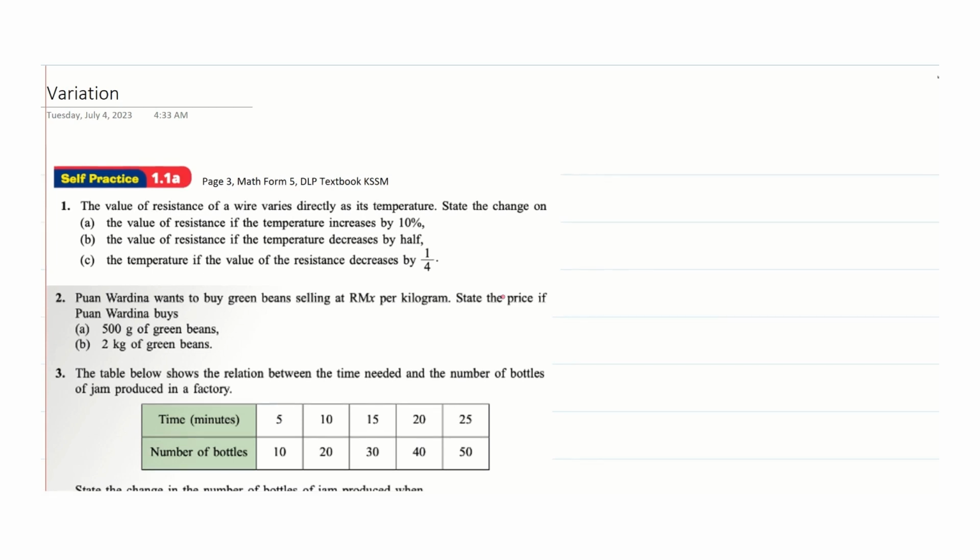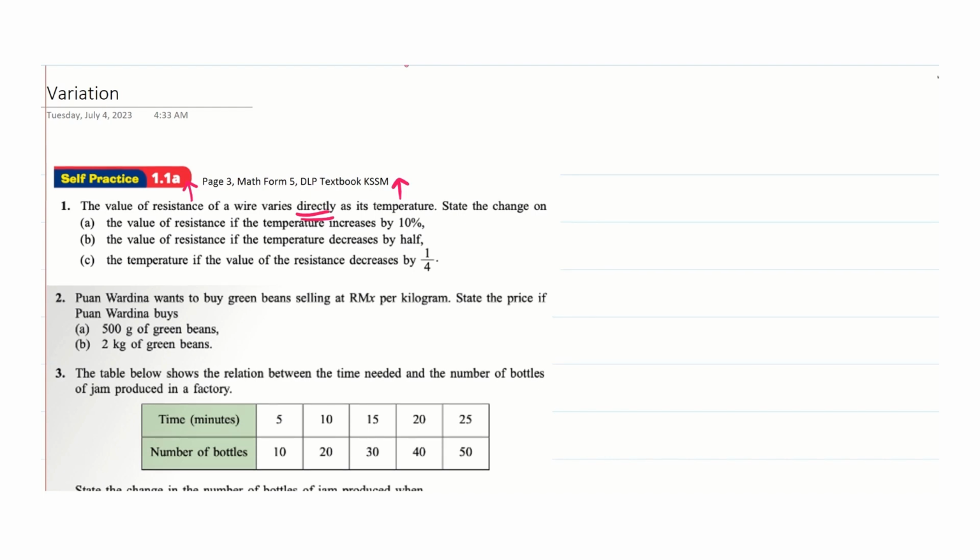Okay, let's take a look at this self-practice 1.1e. This one you can find on page 3 of the Form 5 math textbook. This is the topic of variation. Alright, question 1: the value of resistance of a wire varies directly as its temperature. So that means when the temperature increases, the resistance will also increase.